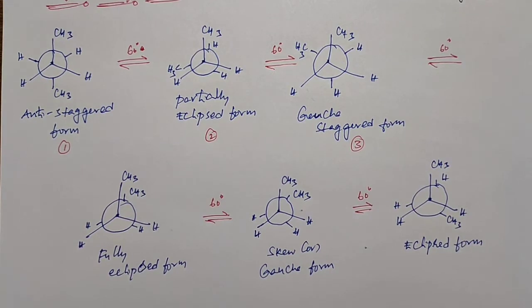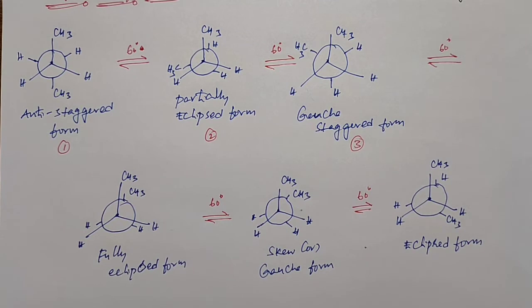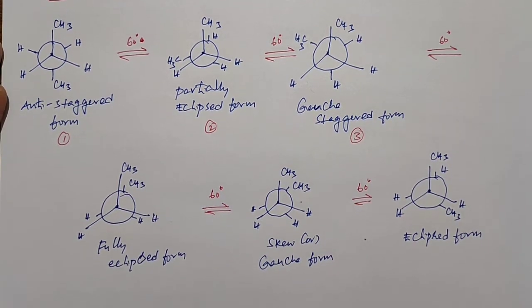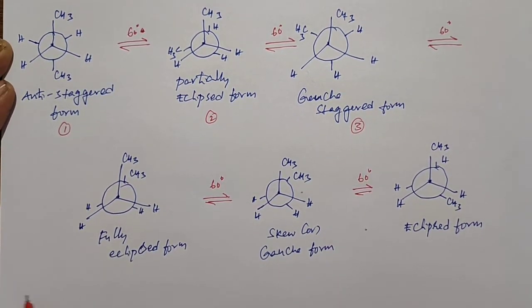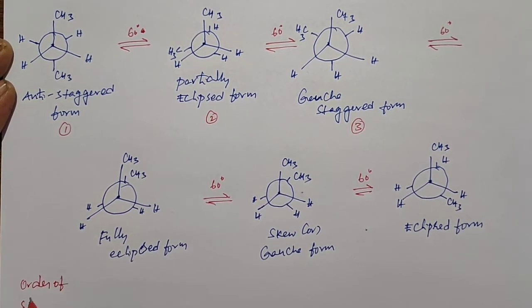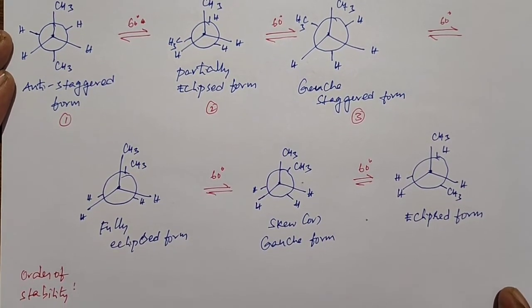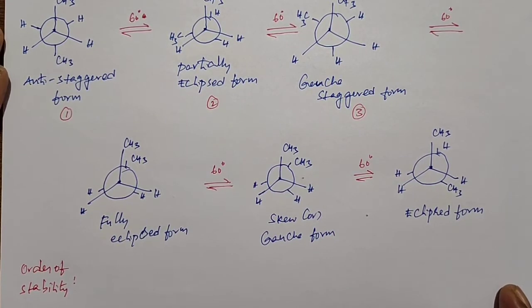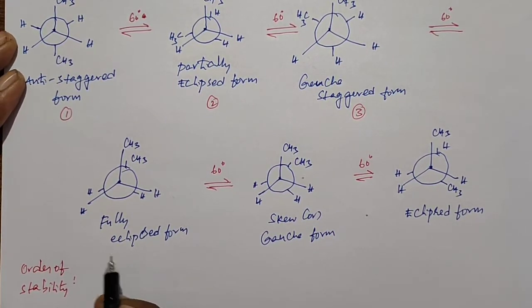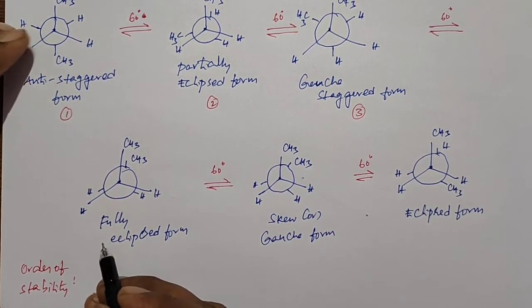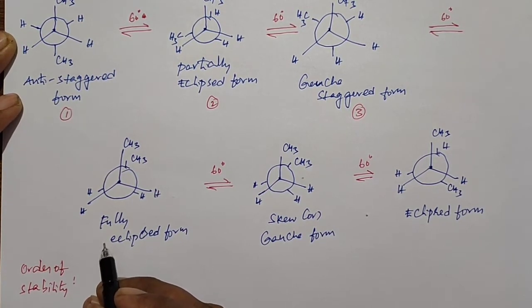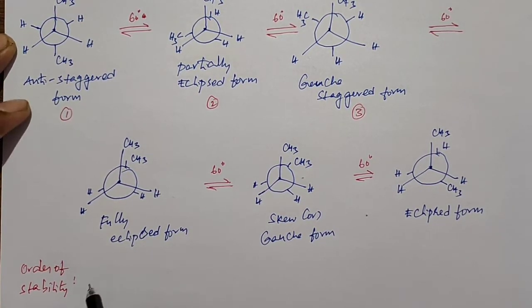Now let us take the order of stability of these 6 conformers. The most stable conformer is the anti-staggered form. Why? Because the similar groups are opposite to each other, so less torsional strain is possible.